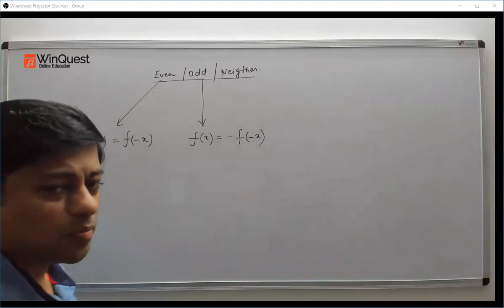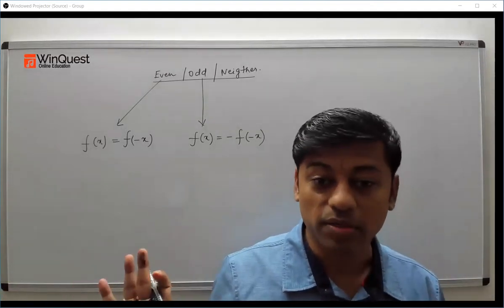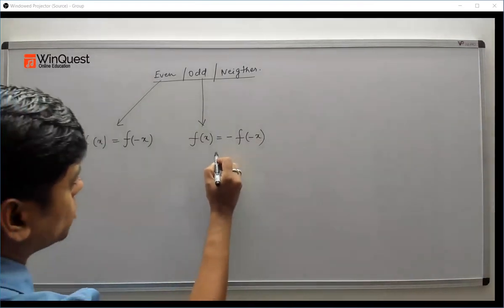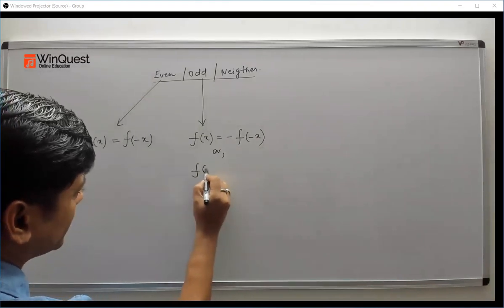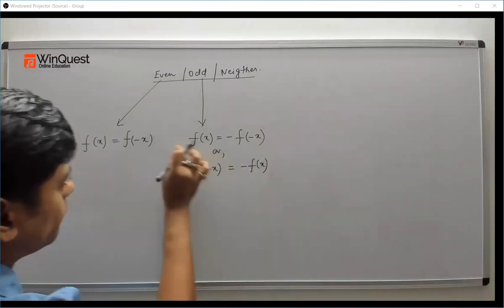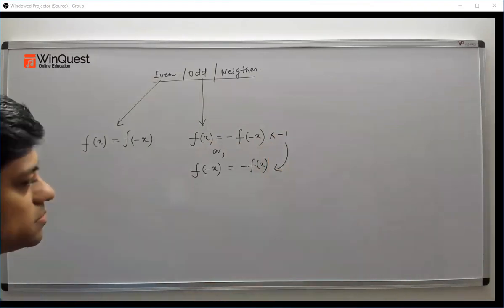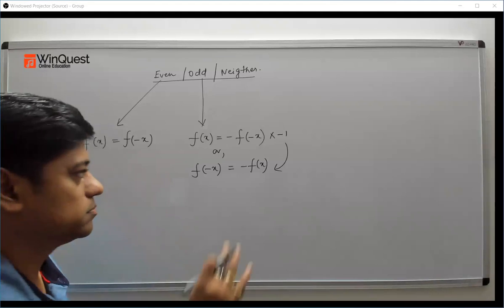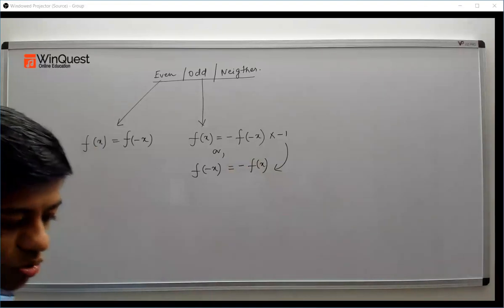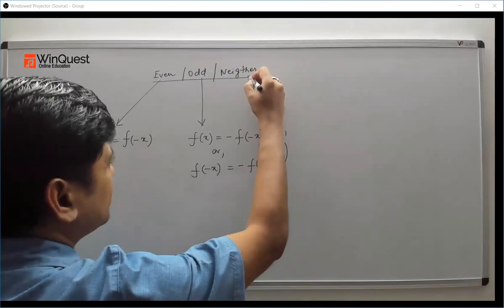Now, in certain books and blogs it is written in a different way. Let me write it down for you so that you don't get confused. It can also be written as odd: f(-x) is equal to minus f(x). See, if you multiply this entire equation by minus 1, this becomes this. So do not get confused. Both are the same. Am I clear, guys? Yes.